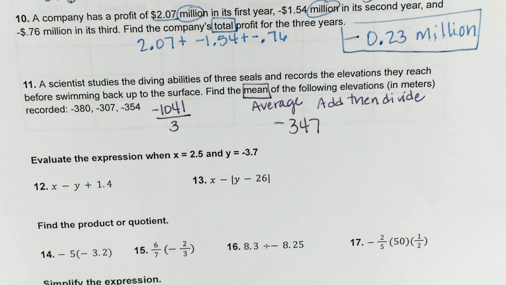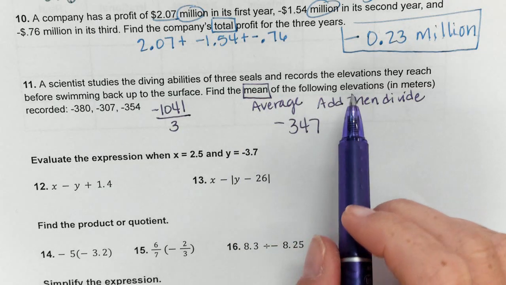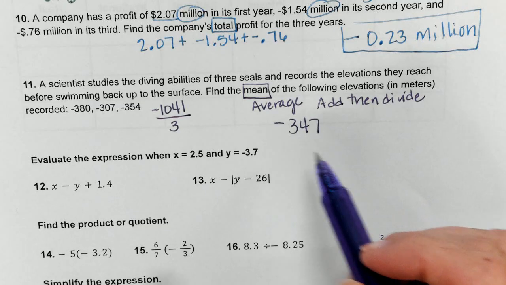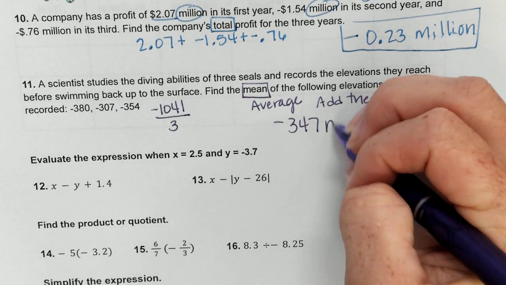This is a word problem. It says find the mean of the following elevation. So the mean is negative 347 meters.